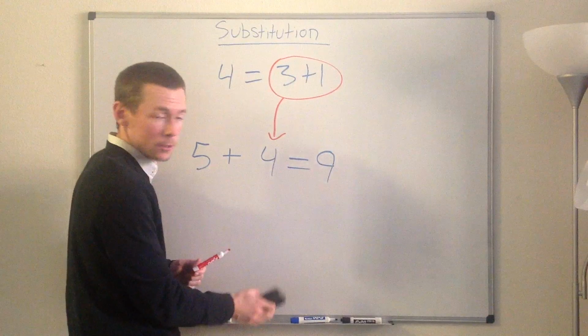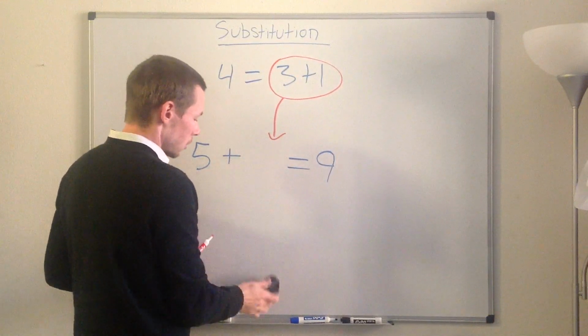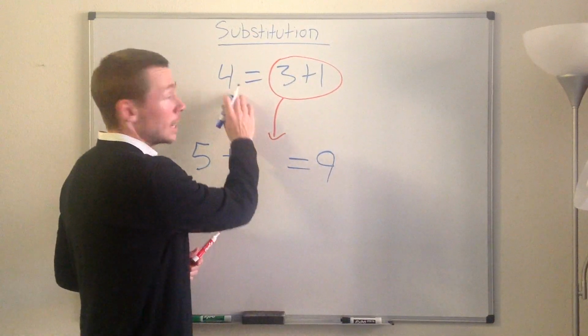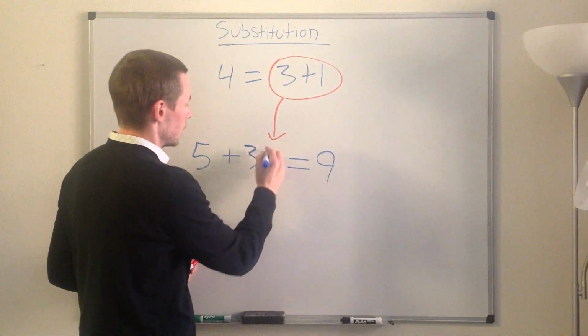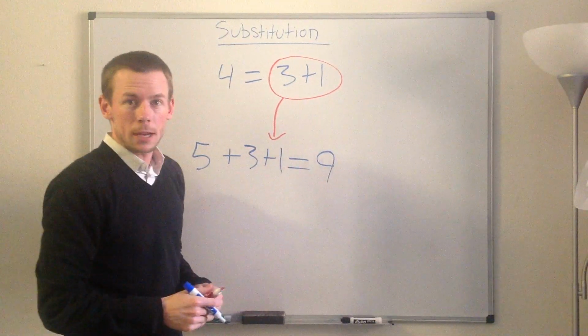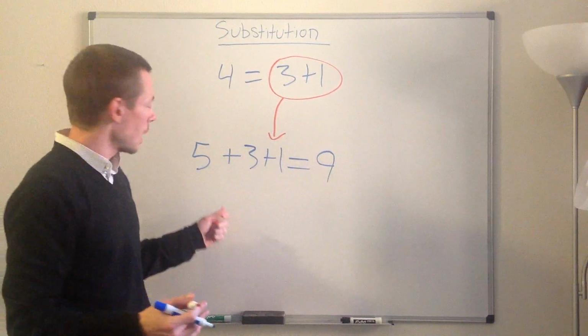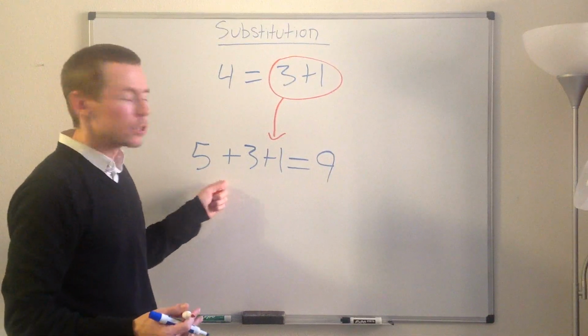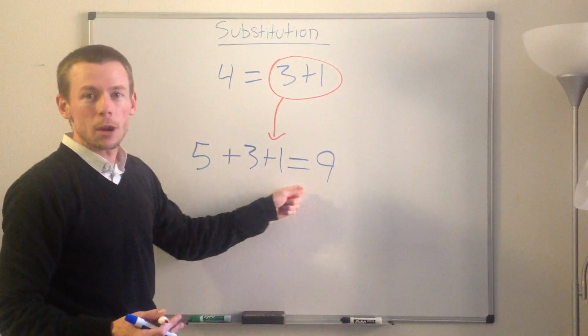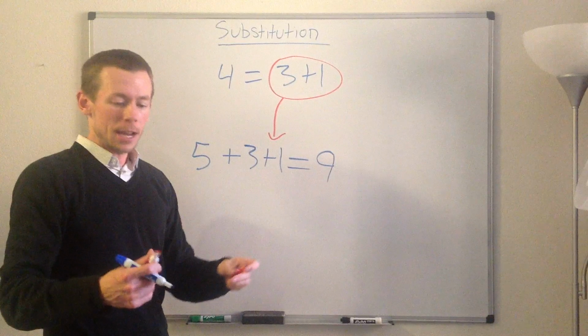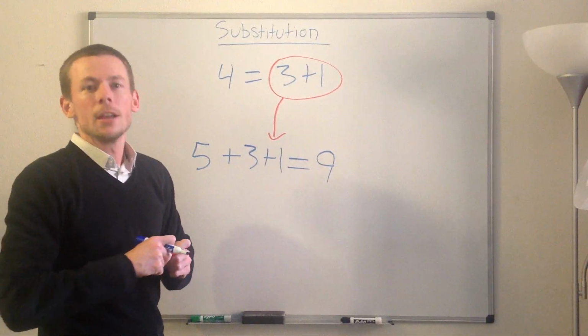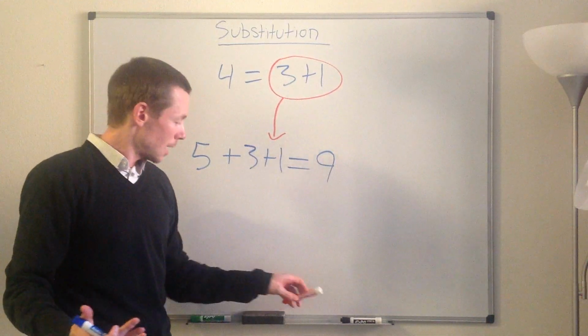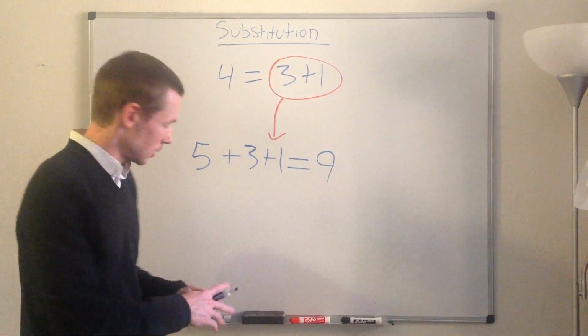Let's see what happens. I'm going to remove that 4, and in its place I'm going to put 3 plus 1. And does that still equal 9? Well, yes. 5 plus 3 is 8, and 8 plus 1 is 9. So that's the idea behind substitution. Let's now look at how it applies to systems of equations.